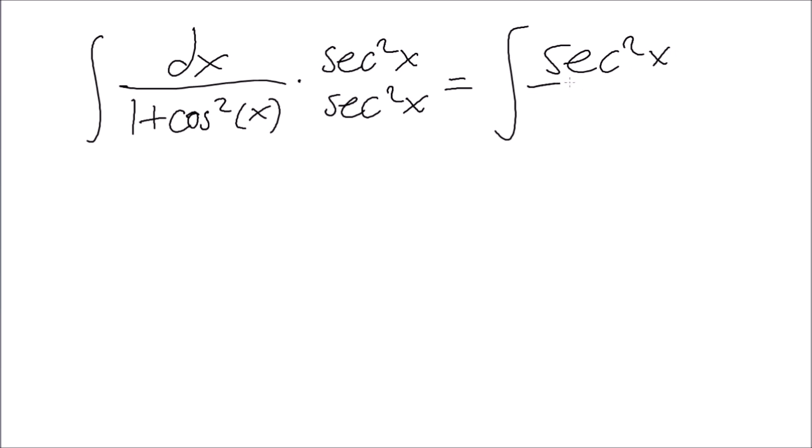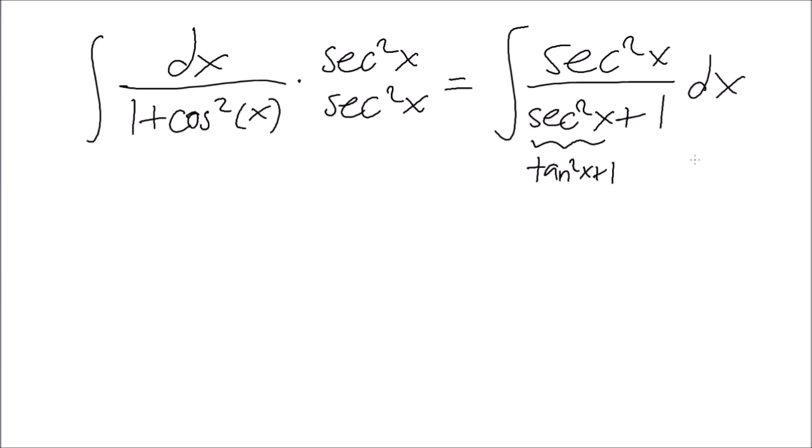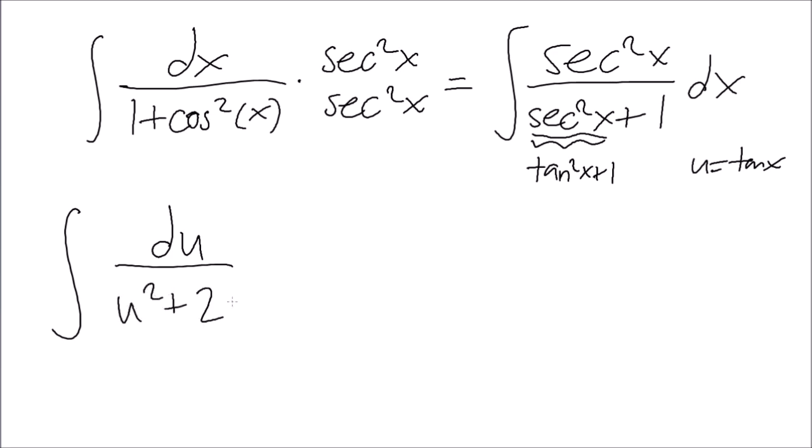Secant square of x, and we get secant square of x plus 1 dx. This can actually help, because we can turn this into tangent square plus 1, and now we can let u equal tangent x so that du can take care of this secant square. Alright, let's do that. So, of course, this secant square turns into tangent square plus 1, so we'll end up with du over u square plus 2. Alright, cool.